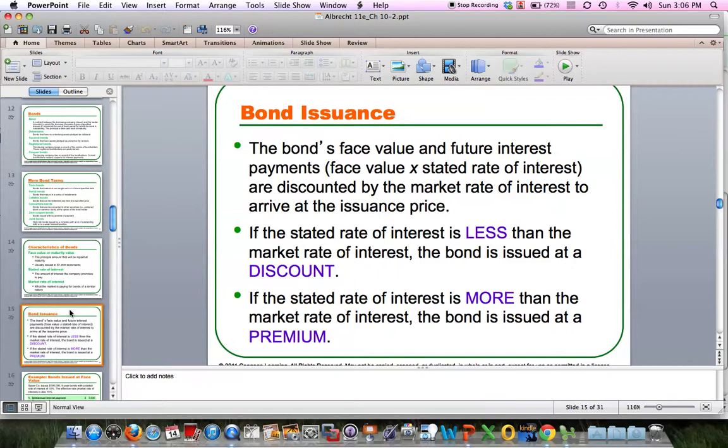Okay. So the bottom bullet point is the flip of that, basically the inverse, where the stated rate of interest is more than the market rate of interest. The bond is issued at a premium. So if I flip that 6 and that 5 around and said, if the market's 5% and my stated rate is 6%, now my bond's very attractive, right? It's paying more than the market, and so investors are willing to pay me more than what my bond is worth. So if my bond has a face value of $10,000, I would expect to receive more than $10,000 for my bond.